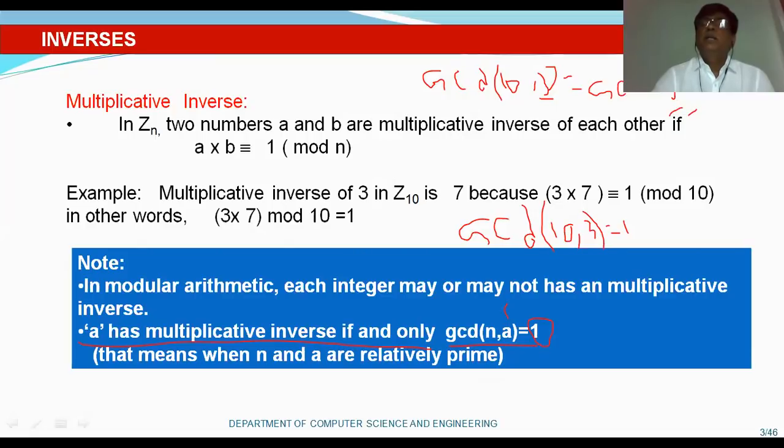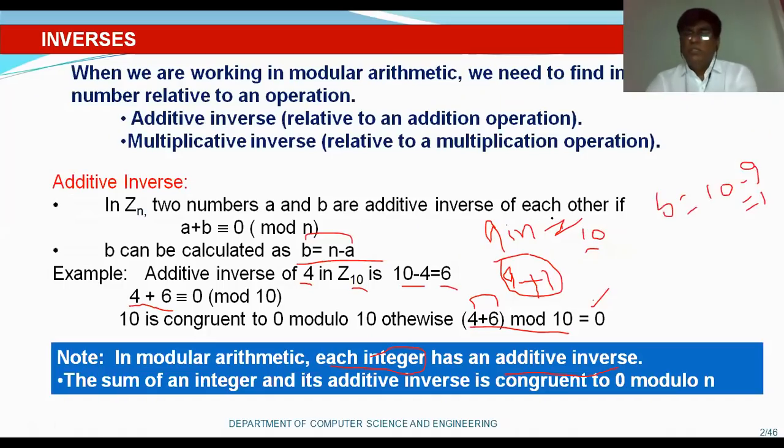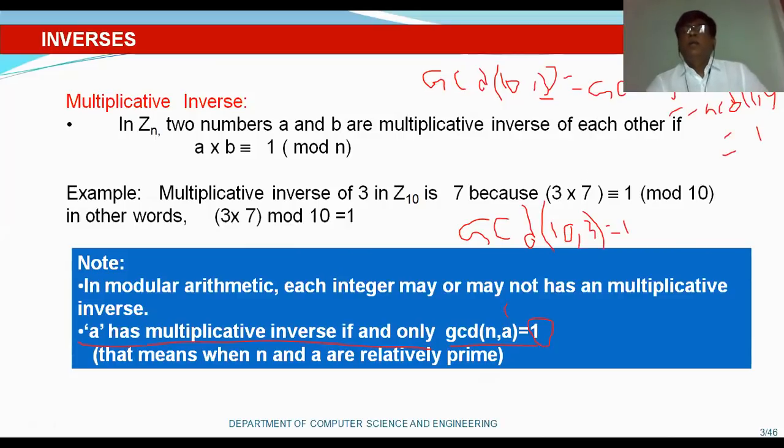GCD of 3 comma 1 is GCD of 1 comma the remainder after dividing 3 by 1. It is 0. GCD of 1 comma 0 is 1. So GCD of 10 comma 3 is 1. Since GCD of 10 comma 3 is 1, this 3 has a multiplicative inverse, that is 7.